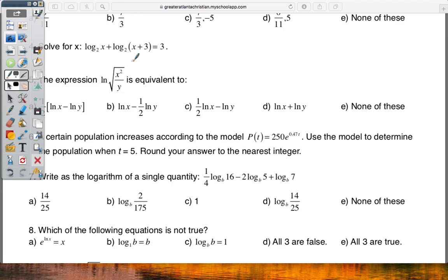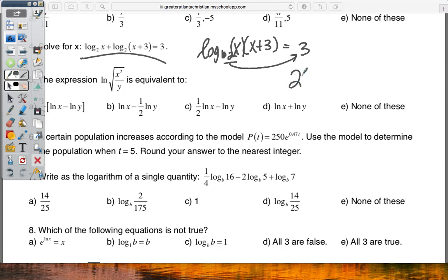Similar to what we were doing earlier with 2 logs on the left side, how can I make that to where we have 1 log? Combine them: log base 2 of x times x plus 3. Good. So x times x plus 3, since we have 1 log, we set it equal to 3 here. Now, once we have 1 log on the left, because we don't have another log on the right, we can't cancel like we did on the previous one. So now we've got to do what with the 2? Shoot it over. We get 2 to the 3rd equals x times x plus 3.